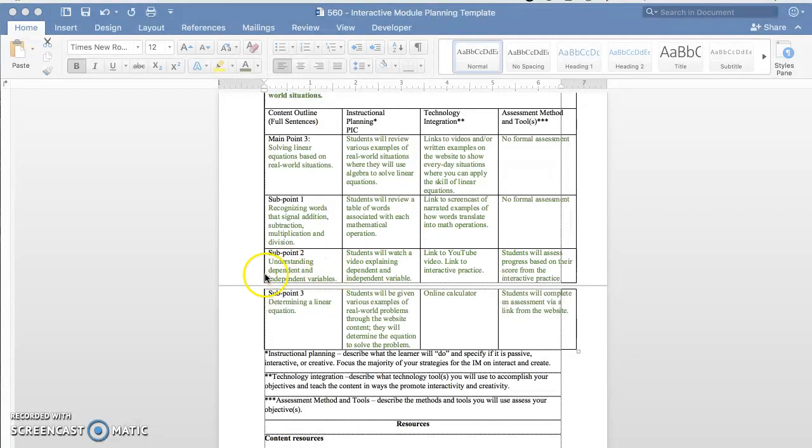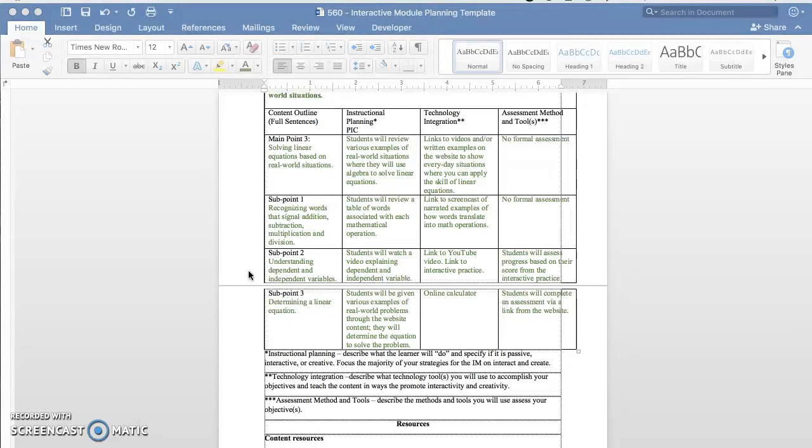I also want them to focus on understanding the dependent and independent variables. So there is another Math Antics YouTube video that we'll link through the website, and they'll be able to do some practice questions, and they'll assess their own progress based on the score from the interactive practice. The last subpoint would be determining a linear equation. They'll be given various examples of real-world problems through the website content, and they'll determine the equation.